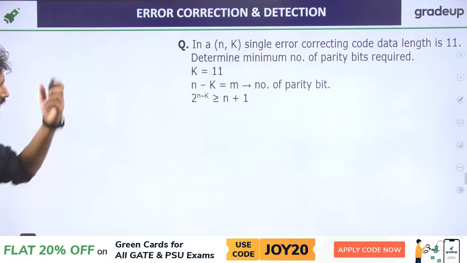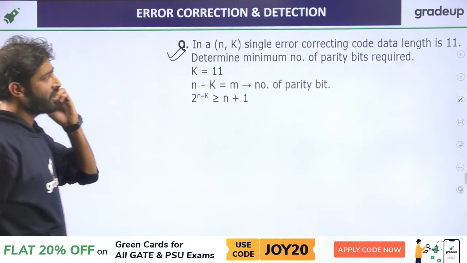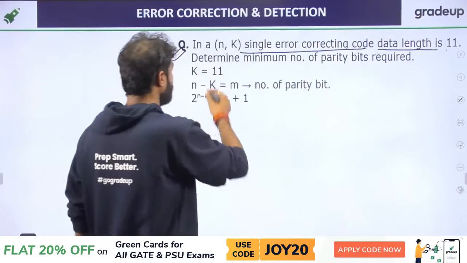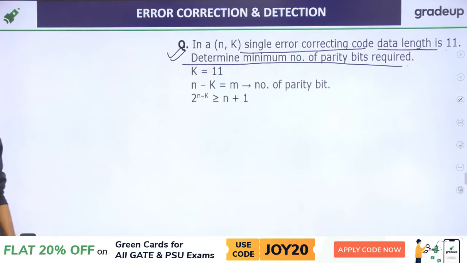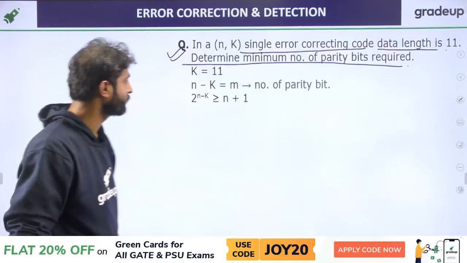Now I am giving you one question, just solve it. In an (n,k) single error correcting code, the data length is 11. Determine the minimum number of parity bits required. Everybody just solve this question.